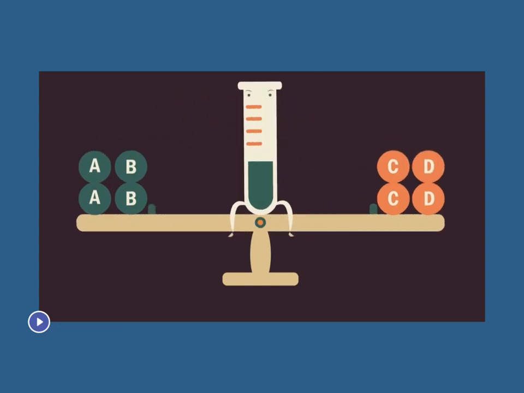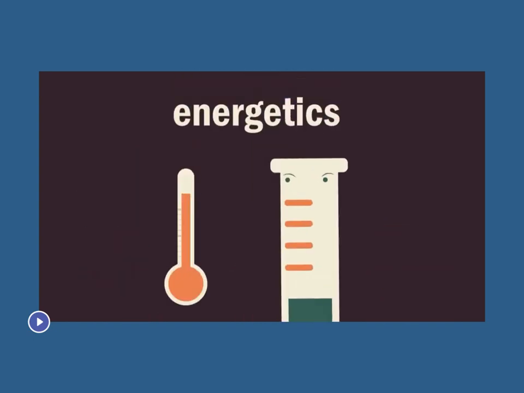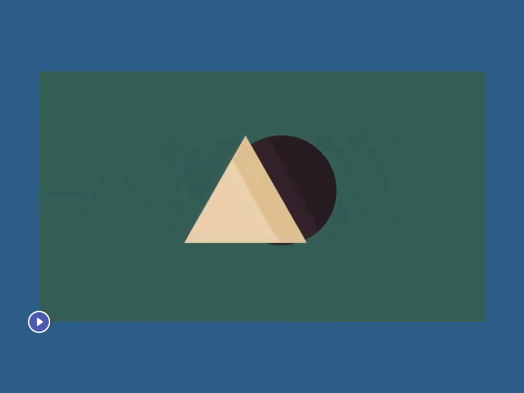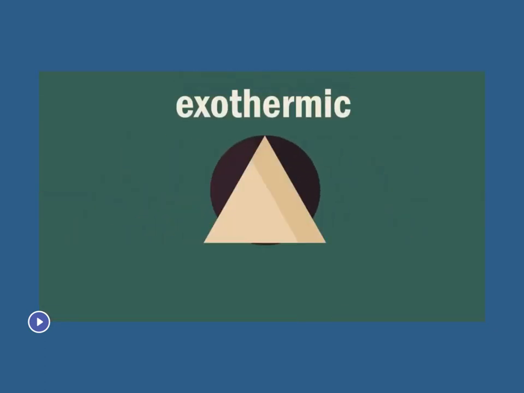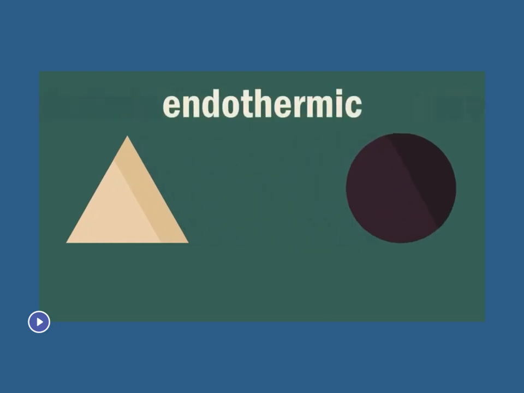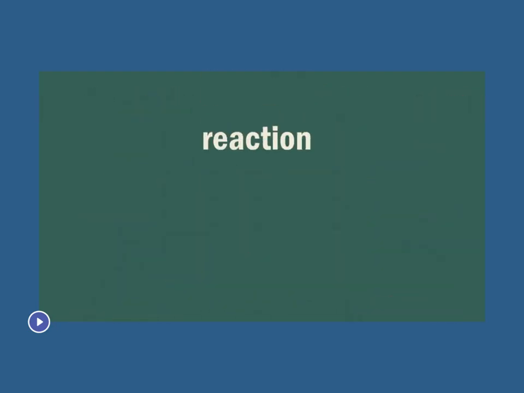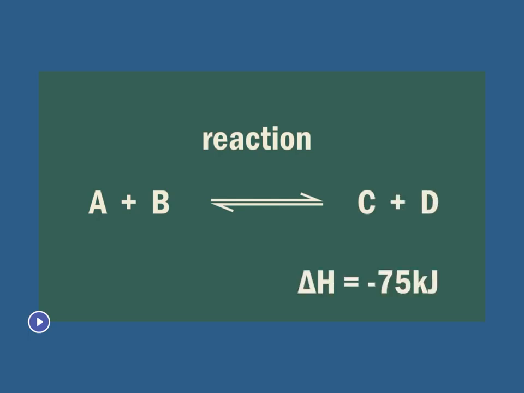To consider what happens to a system at equilibrium when temperature is changed, you must first consider the energetics of the reaction in question. If the forward reaction is exothermic, then the reverse reaction must be endothermic. Let's examine this hypothetical reaction where reactant A reacts with reactant B to produce product C and product D, with a change in heat of minus 75 kilojoules.